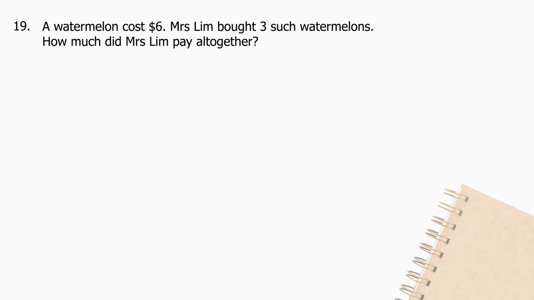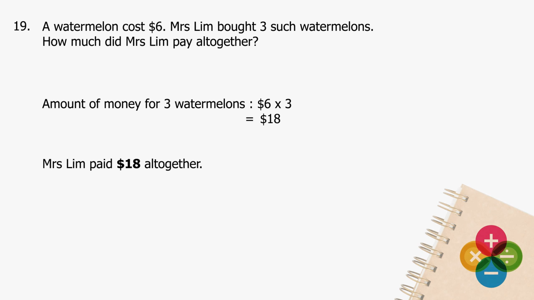Question 19. A watermelon cost $6. Mrs. Lim bought 3 such watermelons. How much did Mrs. Lim pay altogether? The amount of money for 3 watermelons will be, multiply $6 by 3, and the product is $18. Mrs. Lim paid $18 altogether.